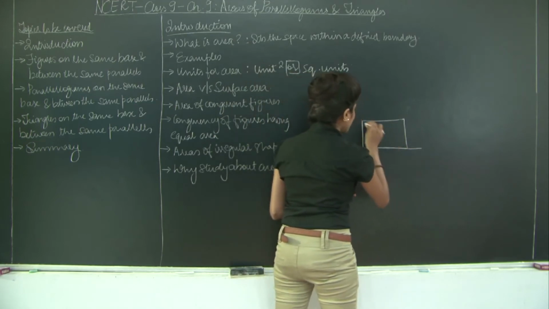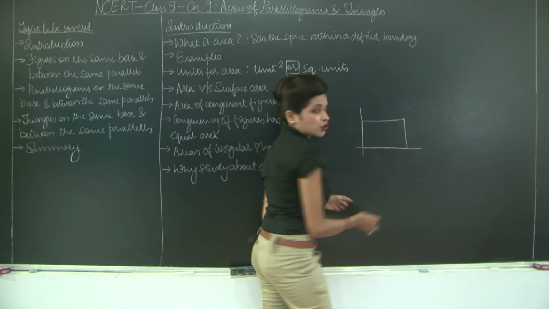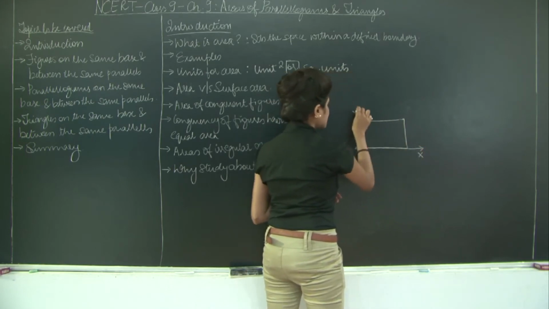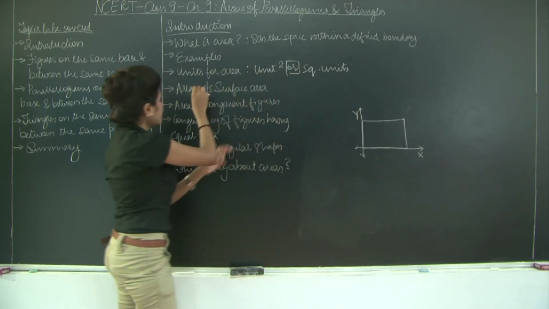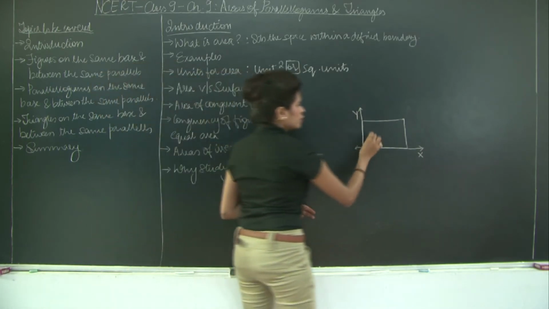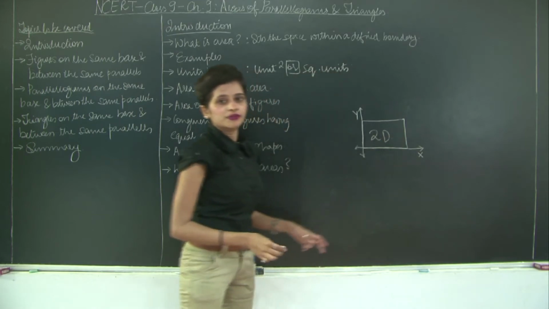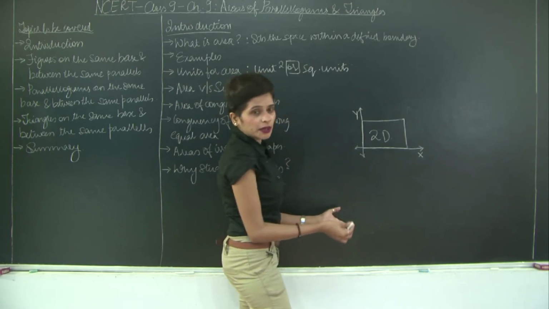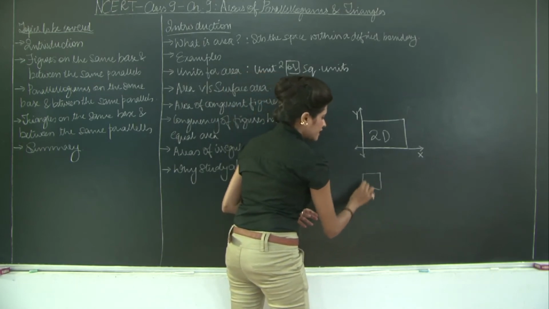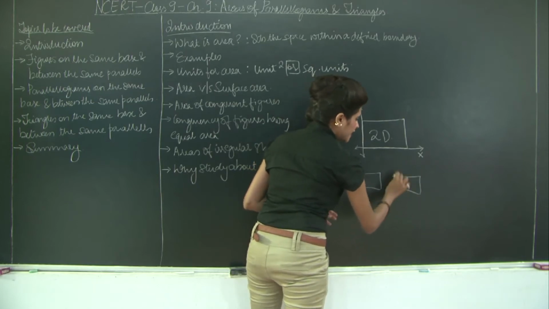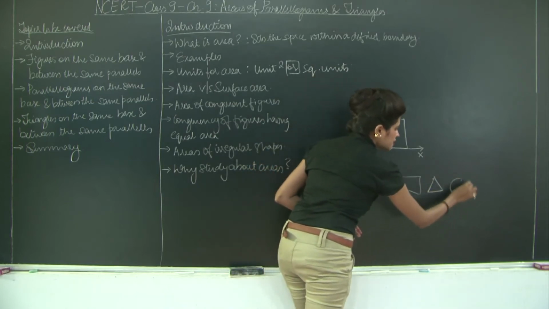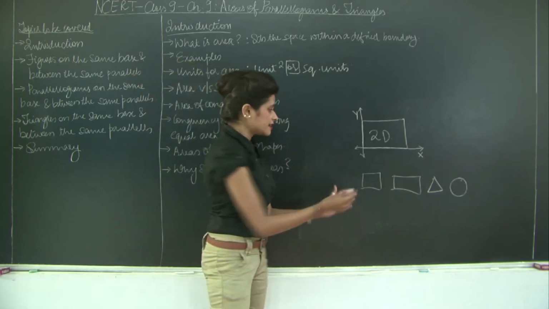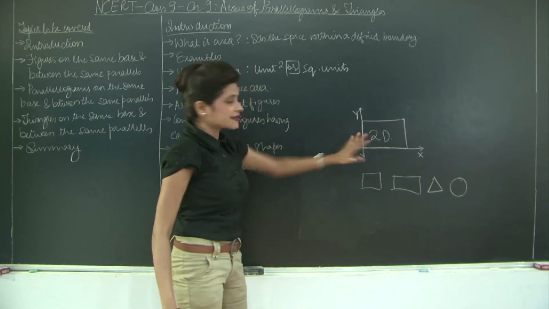Let's say I extend these axes. You must have seen your graph sheets. What are these axes known as? This is the x-axis and this is the y-axis. So areas are only for 2-dimensional objects. The best example I can give you is a paper. It could be a rectangle, a square, a triangle, or a circle. Everything that you can see crystal clear with your eyes. There is nothing at the back side of this. So this is a 2-dimensional object.